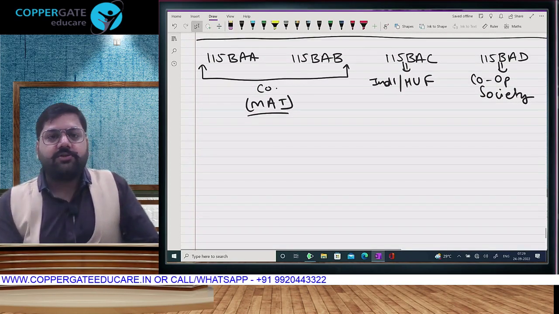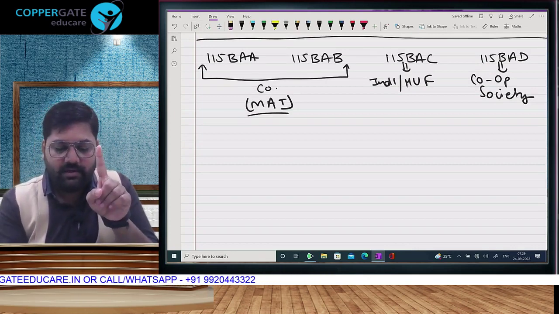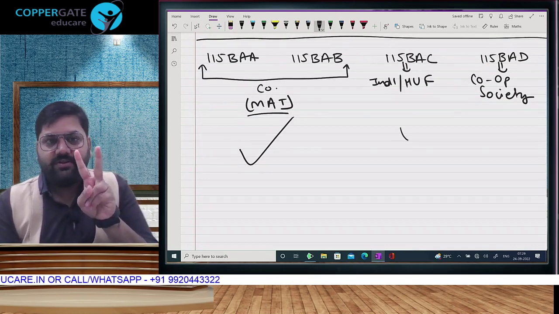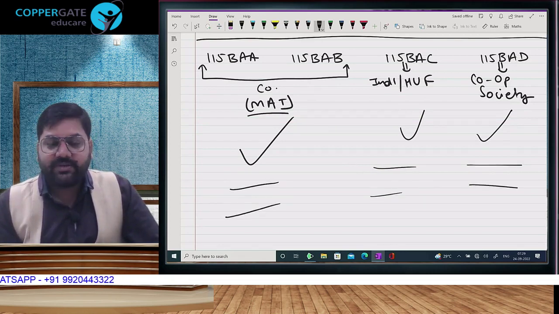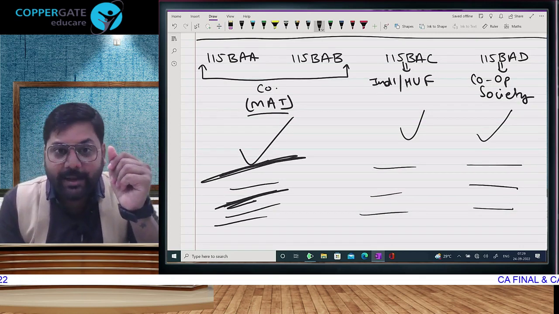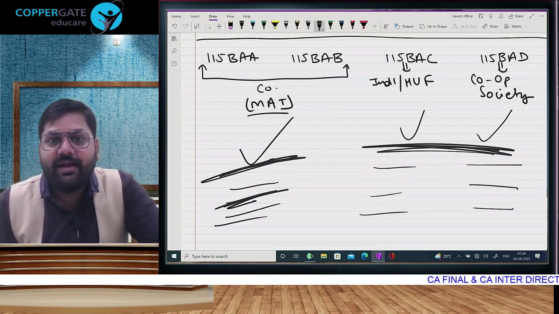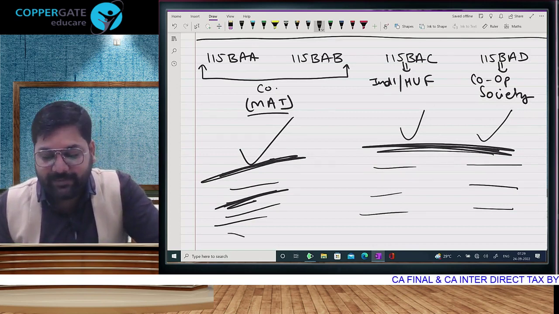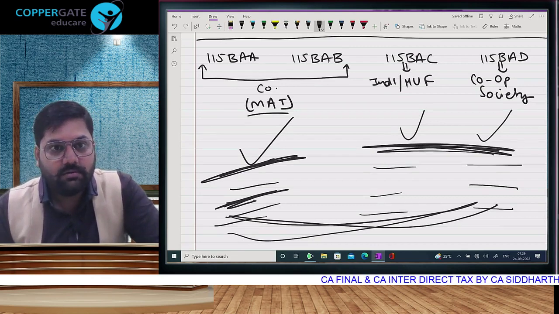What are the common points of these 4 sections? Tax rates will be reduced for companies, for individual HUF, for cooperative societies. All of them have to forego tax benefits. It is optional before the due date of return filing. MAT not applicable. Listen, MAT not applicable, AMT not applicable, because MAT is for companies and AMT is for others, and chapter 12 will apply in all the sections. These are common points. Is that clear?